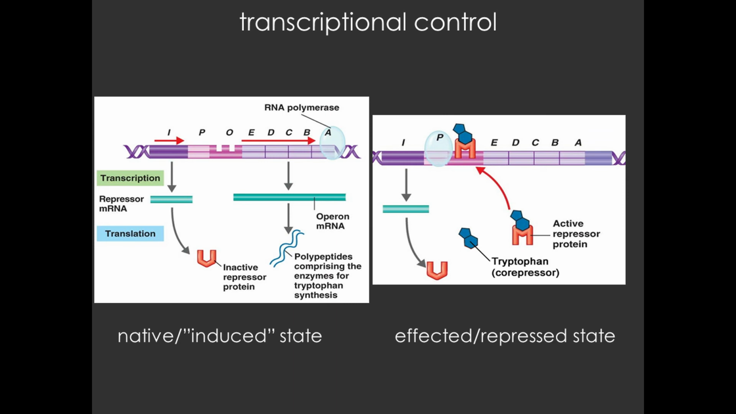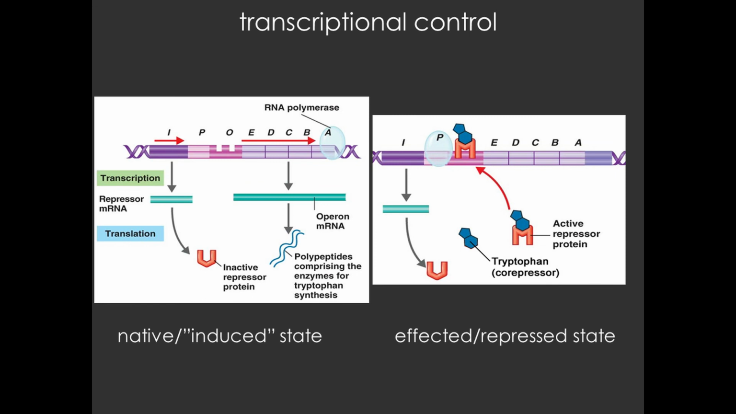So imagine in a cell, typically tryptophan is picked up by transfer RNAs and brought over to the ribosome in order to make proteins. If you don't need tryptophan, then not all of the tryptophan will be grabbed by transfer RNAs, and some will be available to bind to the allosteric site of the repressor protein. That is shown on the right. When the tryptophan binds to the repressor protein, it affects the repressor and turns it on. Once it's on, that affected repressor is able to bind to the operator region and block the transcription of the tryptophan synthesis genes.